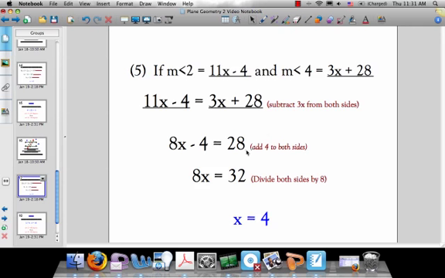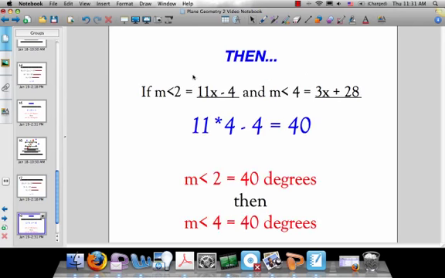Now, it's a simple two-step equation. Get rid of the minus 4 here by adding 4 to both sides. I get 8x equals 32, and last but not least, divide both sides by 8, I get 4. Now remember, once I get the x value, x comes out to be equal to 4, now I need to substitute it into my values. Remember, they're congruent to one another. So if I do one, I don't have to do the other unless I want to check my work.